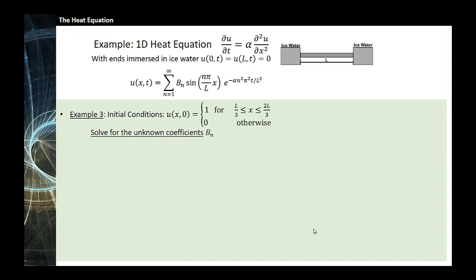Well, we can do the same thing as we did last example. Set t equal to 0 in our general solution, and then we set that equal to our initial conditions. Except now we can't just guess the b sub n's, we have to use a Fourier series in order to solve for the b sub n's.